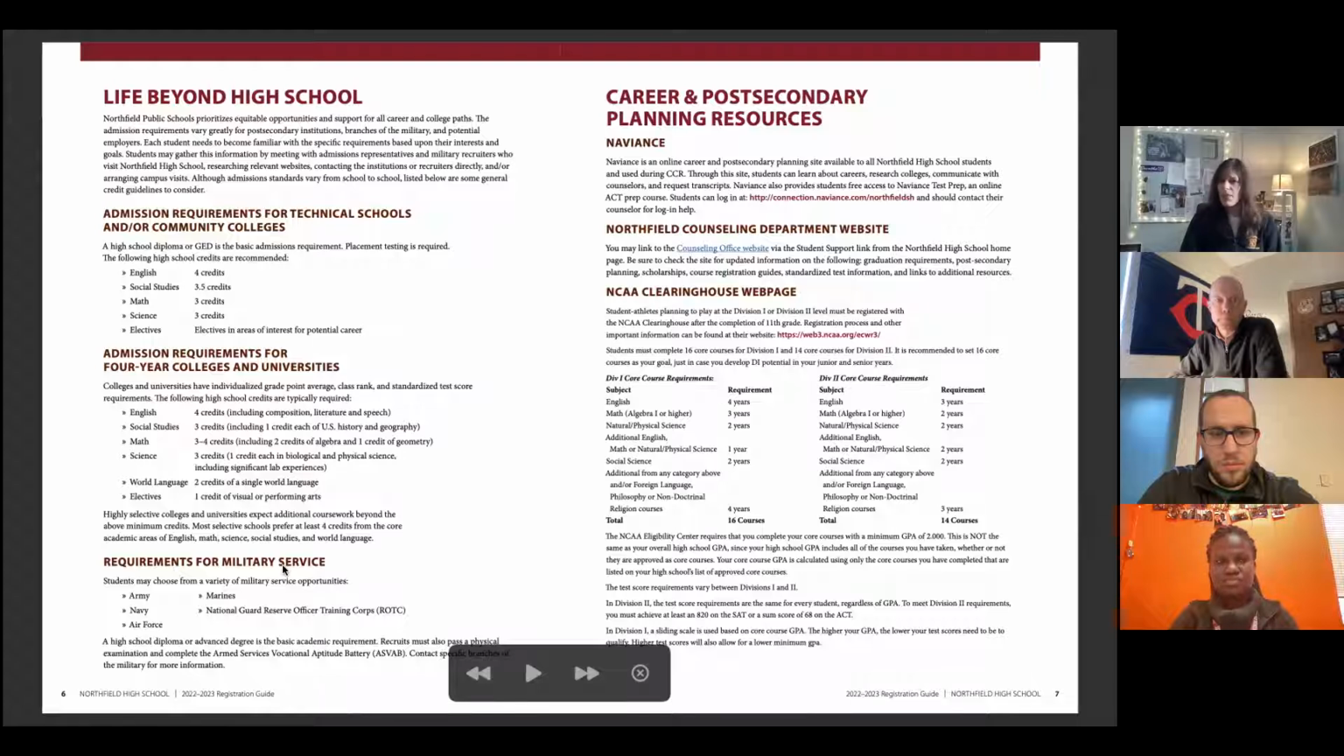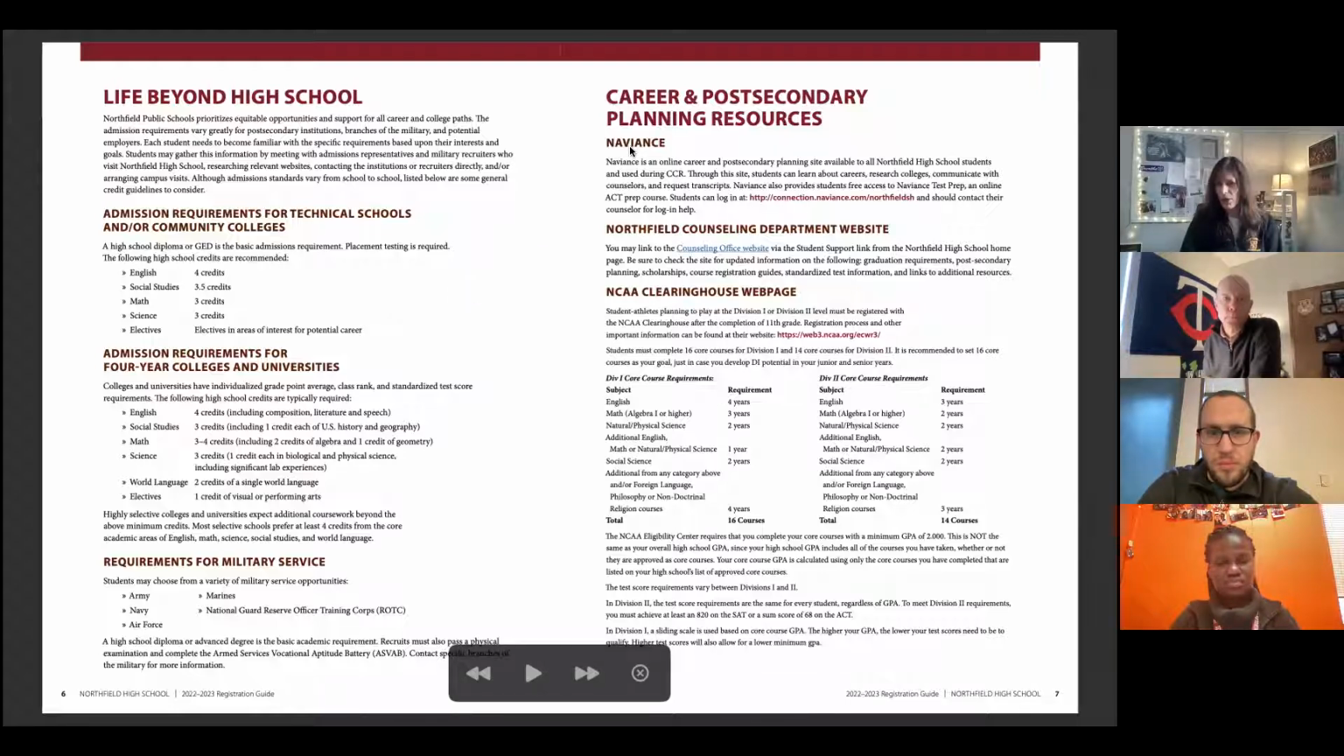If you're looking at the military, there is an intense physical examination required. So what courses would help prepare you for that? Things like that are on this page, and also your counselor can help you with this. Your counselors are available for you, and we can help make sure you have the requirements you need to meet your high school graduation and also keep doors open for after high school.